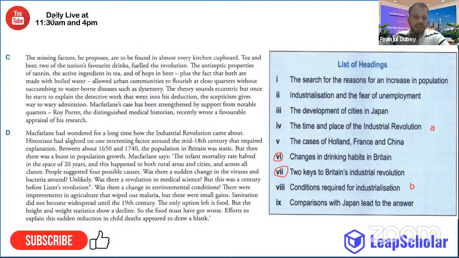Come on, guys. Where exactly has it mentioned anything about the change in the habit? It has only mentioned that tea and beer are the nation's favorite drinks that fueled the revolution. The second statement itself gives the answer. This is the reason why I was not giving you the idea that only the first line is going to give you the answer. In the first line, it says the missing factor is found in almost every kitchen cupboard, and then you find, okay, it is something related to drink, so let's say changing drinking habits, right?